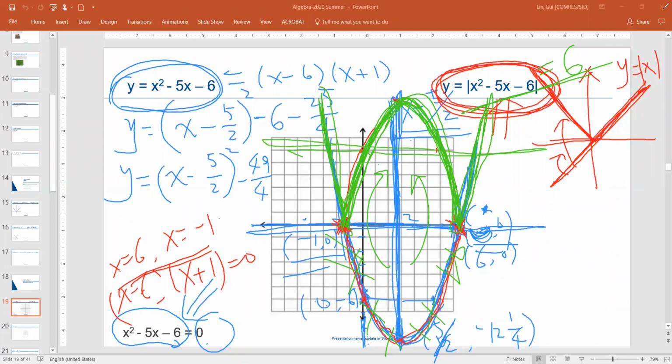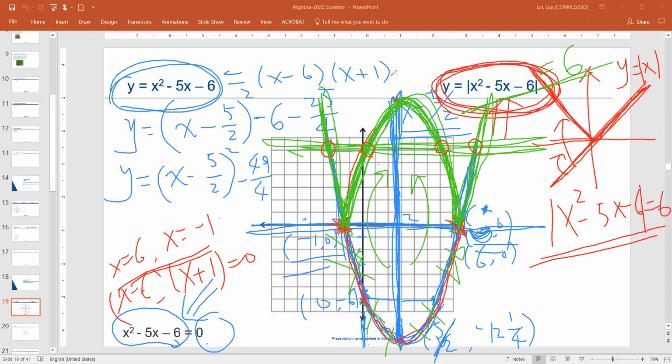Y equals 6. They have 4 different answers, right? They have four cross points. How many cross points? 1 right here, 1 right here, 1 right here, and 1 right here. They have 4 different answers. You say absolute x squared minus 5x, this one equals 6. So they have 4 different answers, right here, right here, right here, and right here. Today I didn't try to get the solutions, but based on graphing methods, we can get 4 different answers, right?